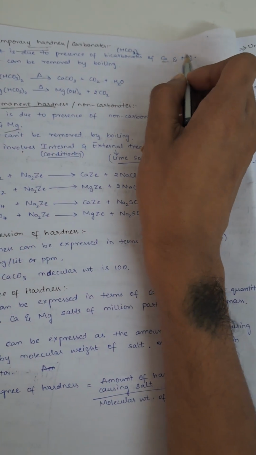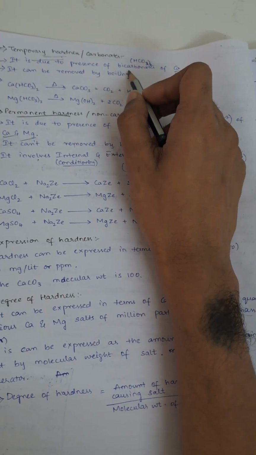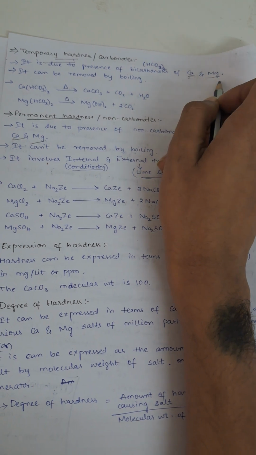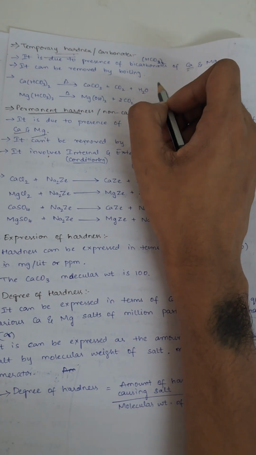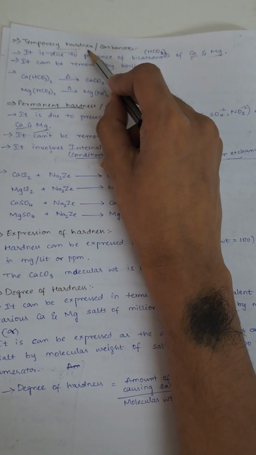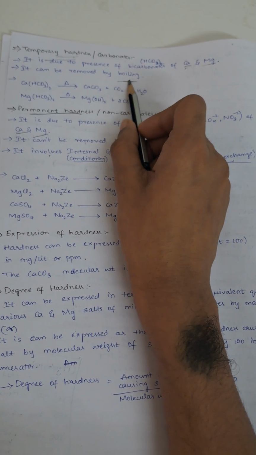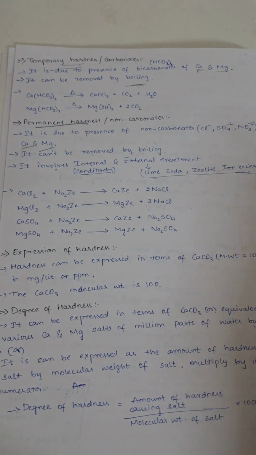Now for this calcium and magnesium, if it is bicarbonate of calcium and magnesium, that is calcium bicarbonate or magnesium bicarbonate in water, then it is known as temporary hardness, which is carbonates. Now it can be removed by boiling. As it is temporary, we can remove it by boiling.